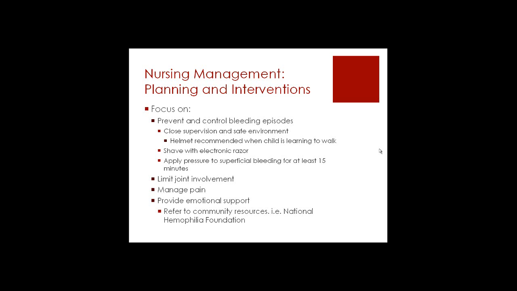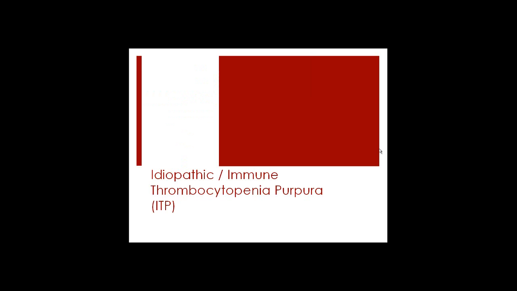So you want to focus on preventing and controlling, like I said, the bleeding episodes. So close supervision and safe environment, like I said before. Shave with an electric razor and apply pressure to superficial bleeding for at least 15 minutes. Limit joint movement, manage pain, provide emotional support. Definitely do want to refer to community resources.